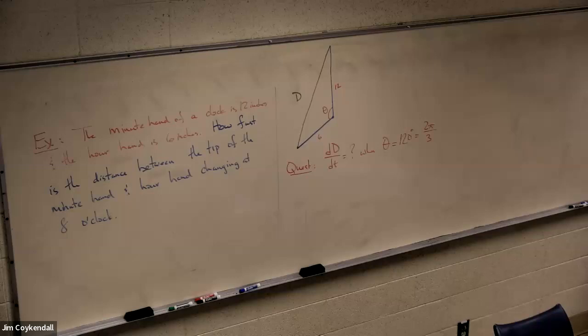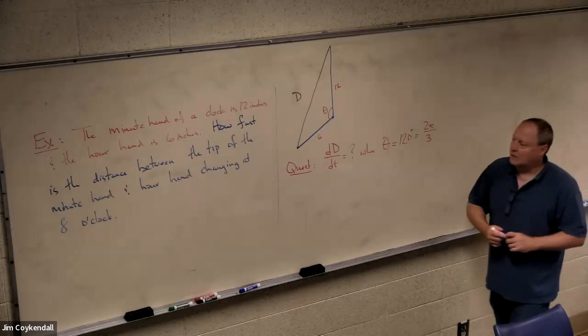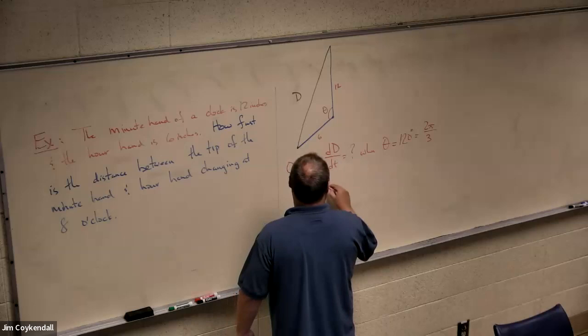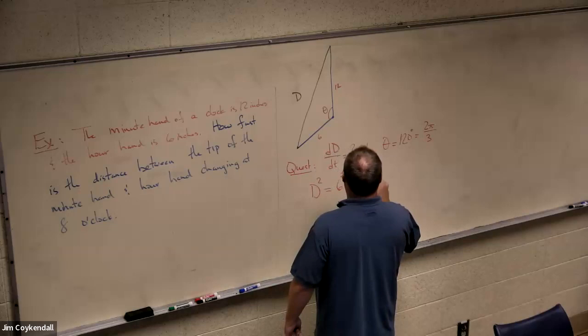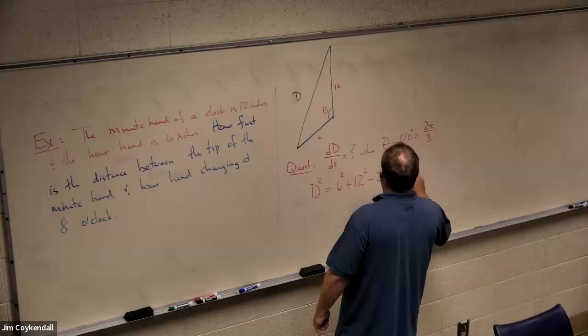What happens when theta is 90 degrees? We have a right triangle, everybody agree? And if theta is 90 degrees, that means this piece is gone. We get the Pythagorean theorem. So the law of cosines is a generalization of the Pythagorean theorem. If you take the special case where the angle is 90 degrees, you get the Pythagorean theorem. Okay, so let's apply this to this particular situation. I have D squared is equal to 6 squared plus 12 squared minus 2 times 6 times 12 cosine of theta.